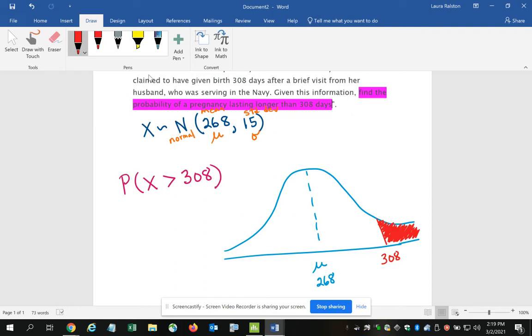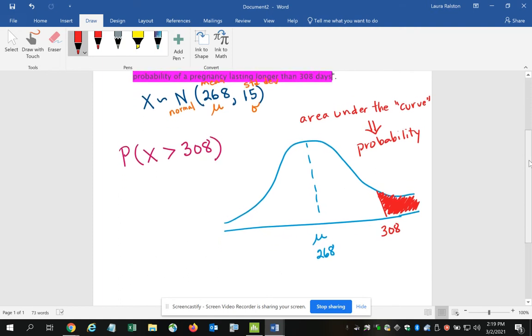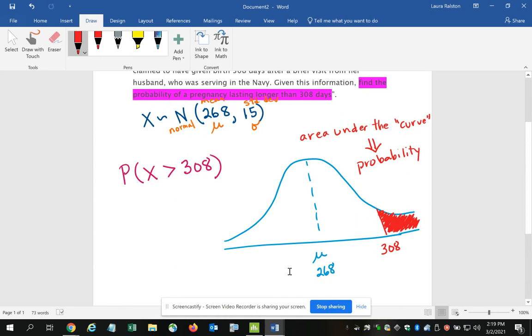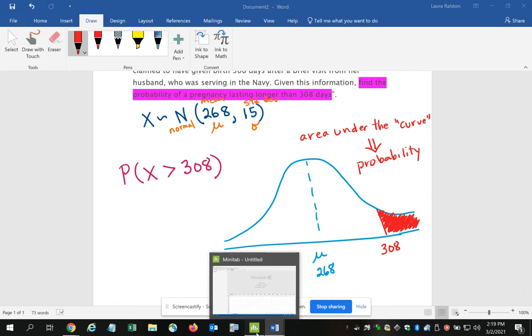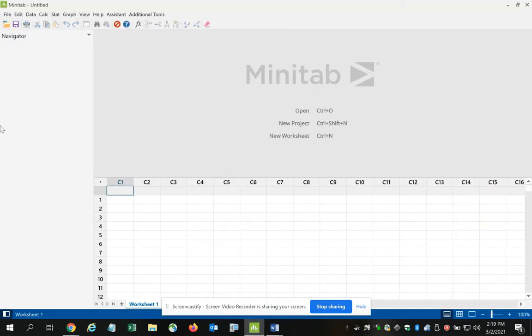Also, the question reads, find the probability. What you have to remember is that the area under that probability curve corresponds to the probability. And I'm fairly certain that was in one of the videos that you watched. So at this point, I'm going out to Minitab because I'm ready to put it in. Okay, so I'm going into Minitab.